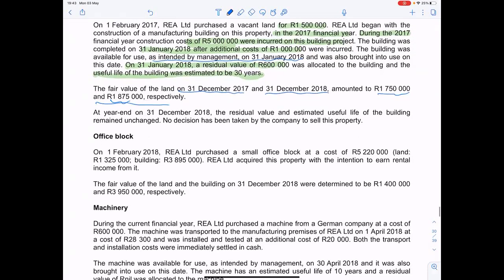Now, at year end, 31 December 2018, the residual value and estimated useful life of the building remained unchanged. So no decision has been taken by the company to sell this property. So we are going to charge our depreciation on the cost of the building. Are we together? Because there was no change in the estimated useful life of the building.